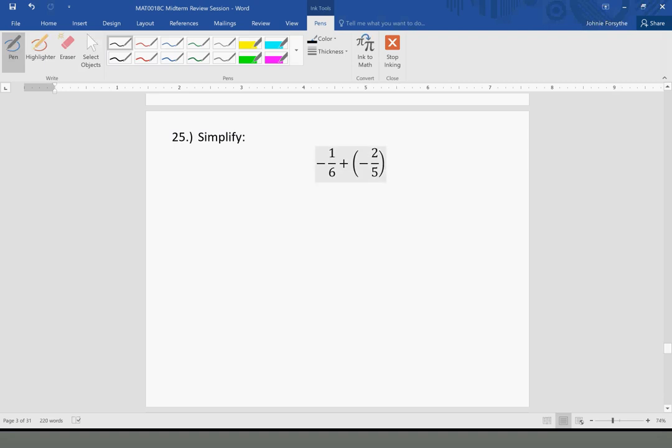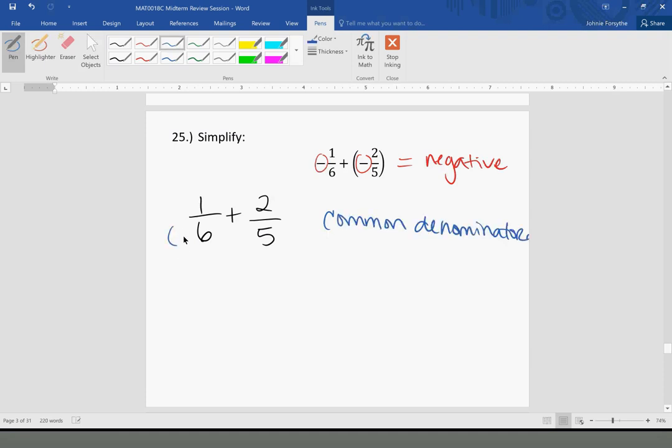So same idea with adding, subtracting integers. So they're the same signs. Negative plus a negative is going to give you a negative sum. Same signs, so we keep the signs and add. So now we're going to just add 1 over 6 plus 2 over 5. And so we want to get the common denominators. So let's multiply the first denominator by 5 and the second denominator by 6. But we have to do it to the top as well so we can get an equivalent fraction. So we're going to have 30 as our common denominator.